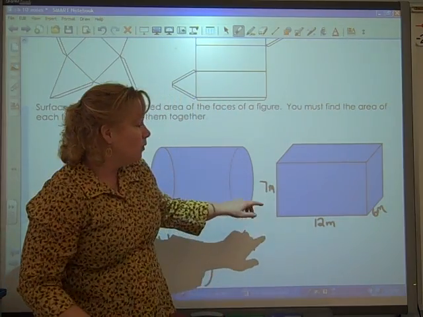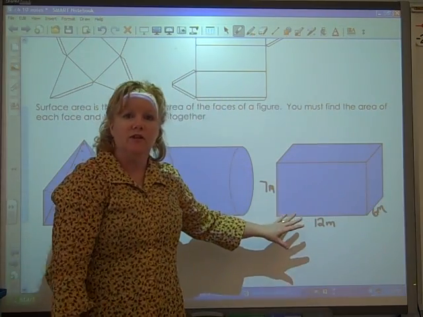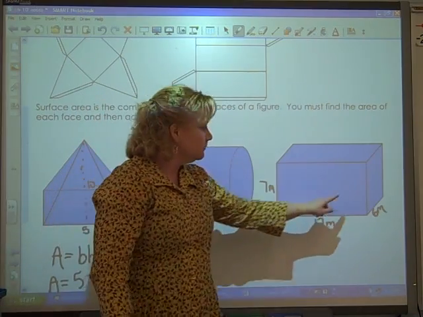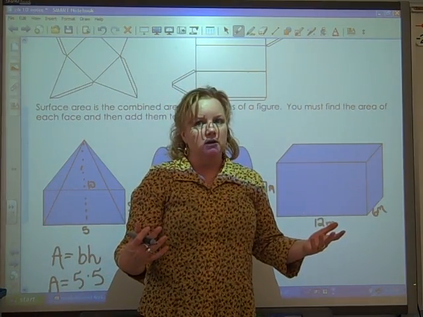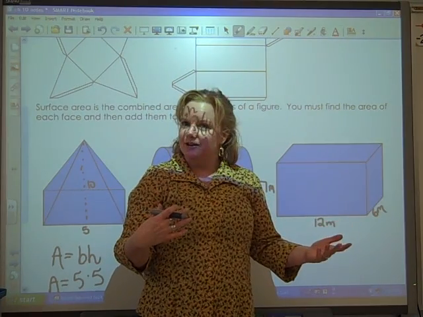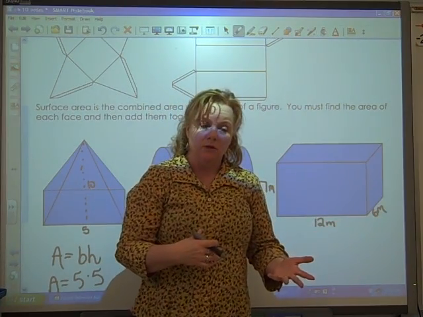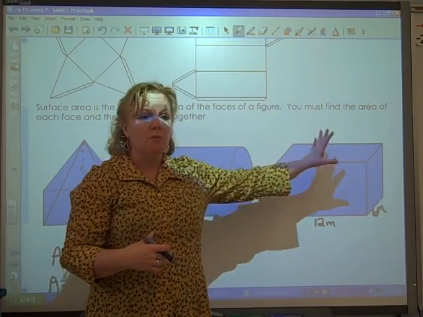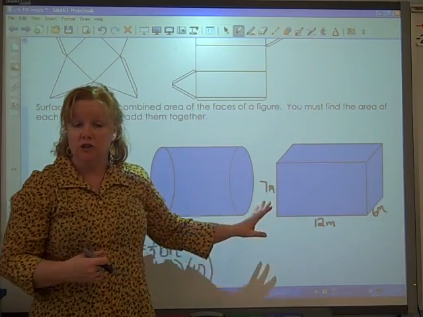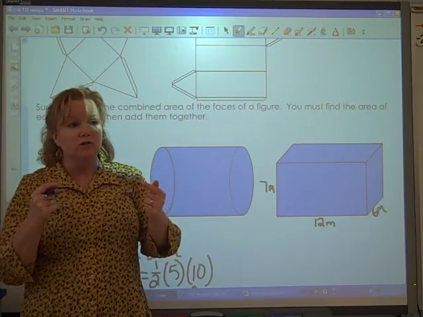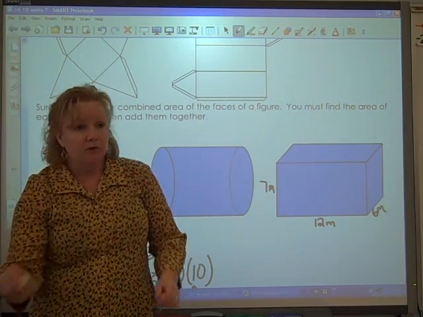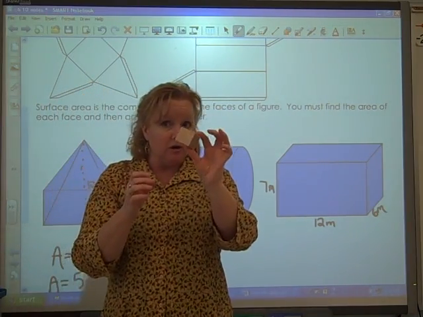Okay? Now, what people do, they look at this and they immediately go, oh, I'll just take 7 times 12 times 6. If I do that, what did I just find? No, I did not find surface area. My volume. Okay? But that's what people tend to want to do. So you really have to make sure you're watching the directions. What do they want?